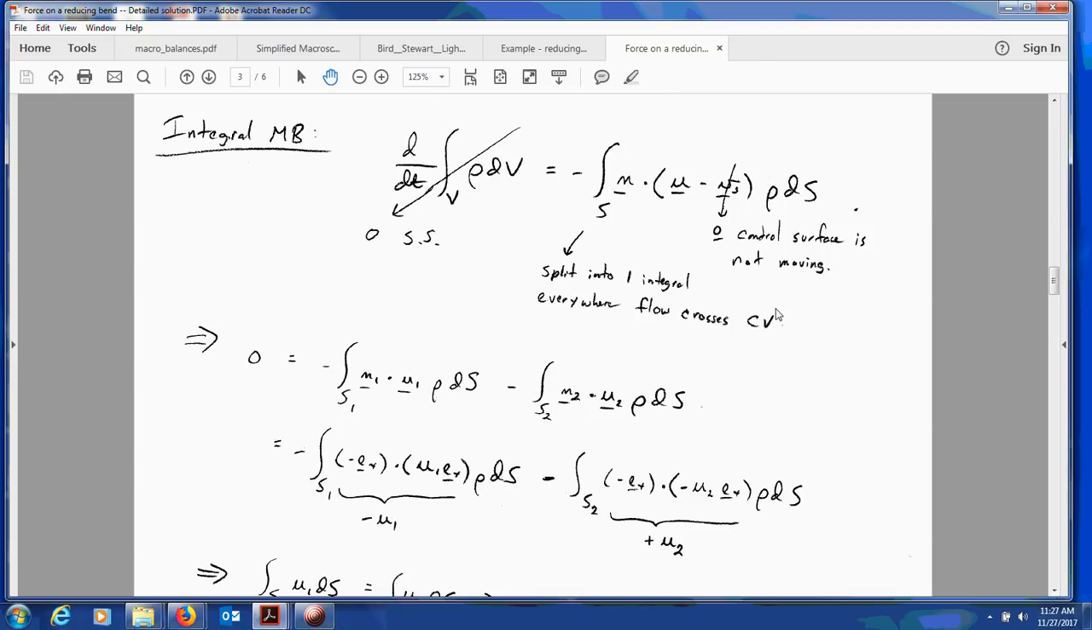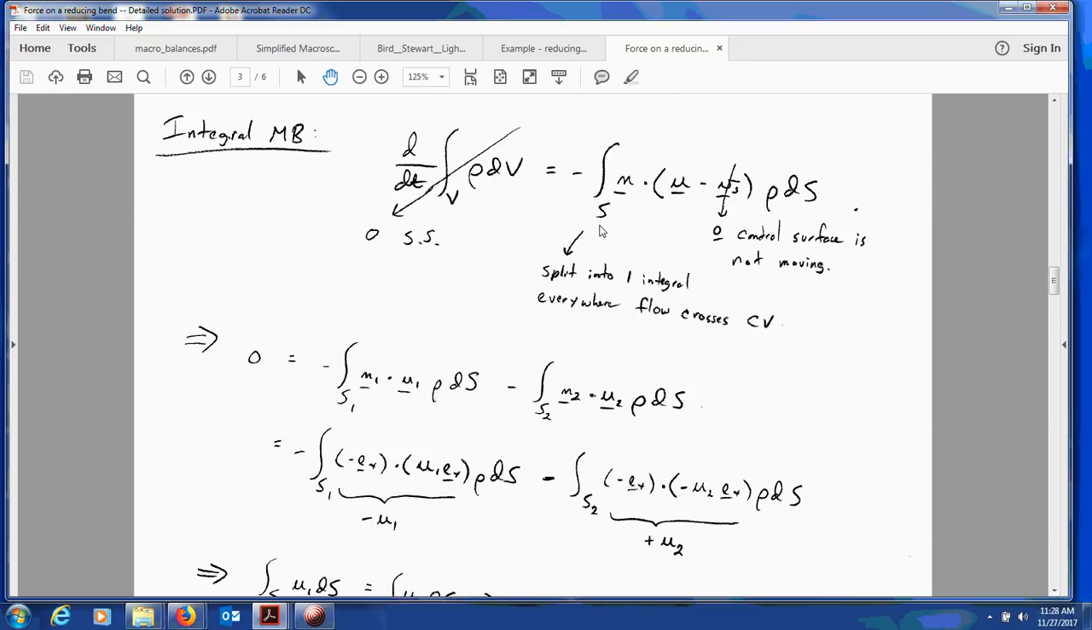The next step is to simplify each of the terms in these integral expressions and then proceed to evaluate. So our system is assumed to be at steady state, so the time derivative vanishes. Left-hand side is simply 0. On the right-hand side, our control surface is not moving. Therefore, Vs, the velocity of the control surface, is simply equal to 0. So we simply have that 0 is equal to the integral of n dot u rho dS over all the surfaces where fluid crosses or enters or exits the system.